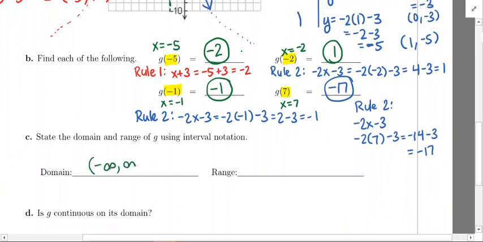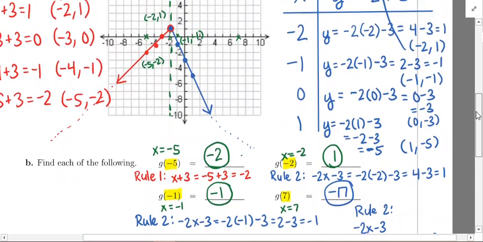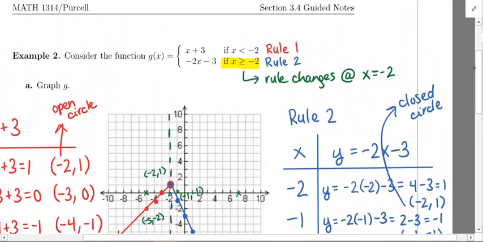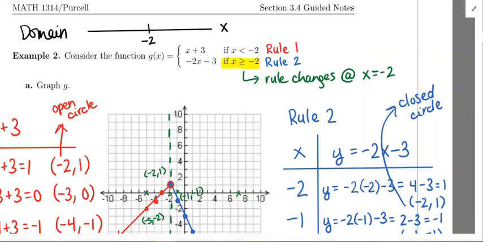You can also do the little number line trick I taught you if you're ever in doubt. I'll come up here and do it. To do the domain, you're going to draw a number line to represent your x values. First, you put where the rule changes. It changes at x equals negative 2. The condition on rule 1 covers x values that are strictly less than negative 2. So we have to exclude negative 2, but rule 1 covers everything less than it.